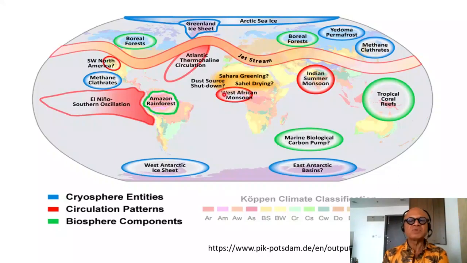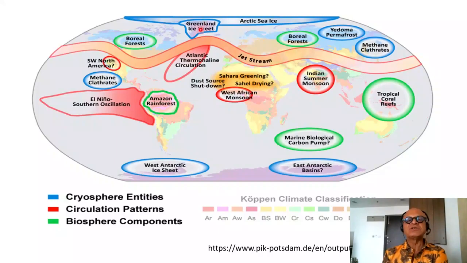West African monsoon changes, dust sources, Sahara greening, Sahara drying. These things have happened in the Holocene. Around 6,000 to 9,000 years ago, the Sahara was green. Atlantic thermohaline circulation we talked about. What the jet stream will do, the debate continues about whether Arctic sea ice loss and Arctic warming is making the jet stream more wobbly and bringing more extreme events all the way down into the tropics, for example.